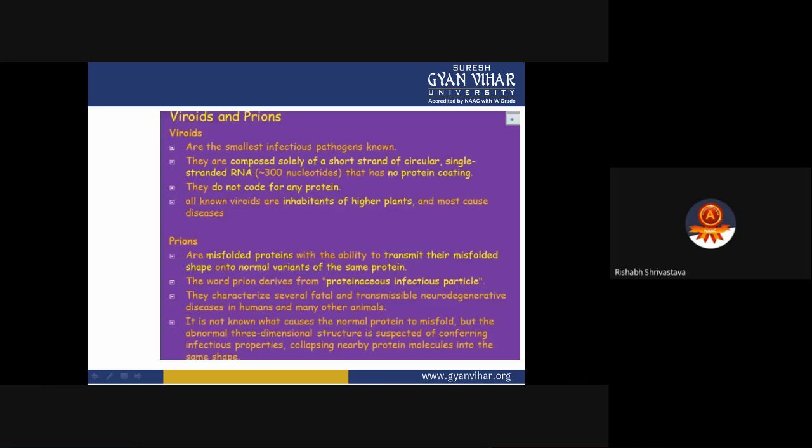They characterize several fatal and transmissible neurodegenerative diseases in humans and many other animals. It is not known what causes the normal proteins to misfold. But the abnormal 3D structure is suspected of conferring infectious properties, collapsing nearby protein molecules into the same shape.